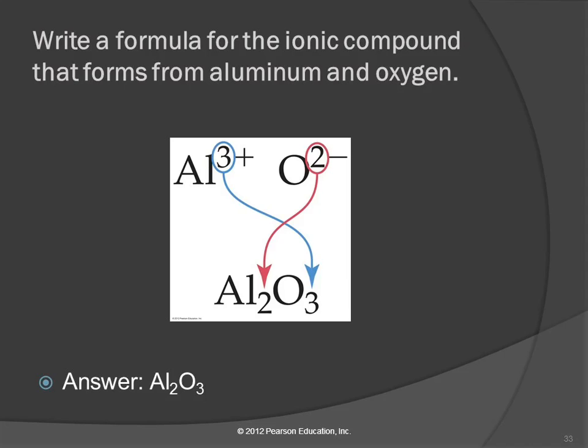So write a formula for the compound that forms from aluminum and oxygen. So the first step is here. Write the formulas with their charges for the ions. Aluminum. Well, how do we know that aluminum's +3 charge? We find it on the periodic table. It's in group 3A. Bingo, 3 plus charge.